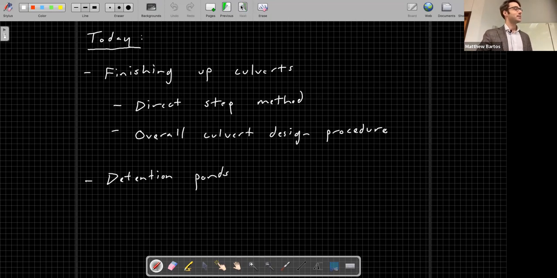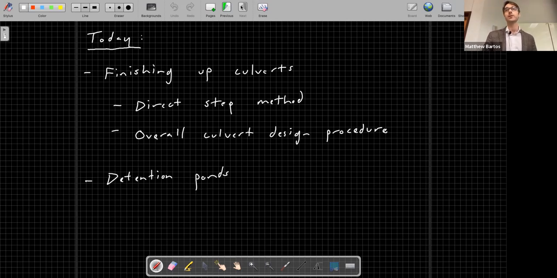Today, we're going to very quickly finish up our discussion of culverts. I'm going to talk about what to do when you have culverts with outlet control that are not fully submerged on both ends. You have to use a numerical procedure called the direct step method. And then I'll quickly overview the overall culvert design procedure. And then for the majority of today, we'll be working on detention ponds.